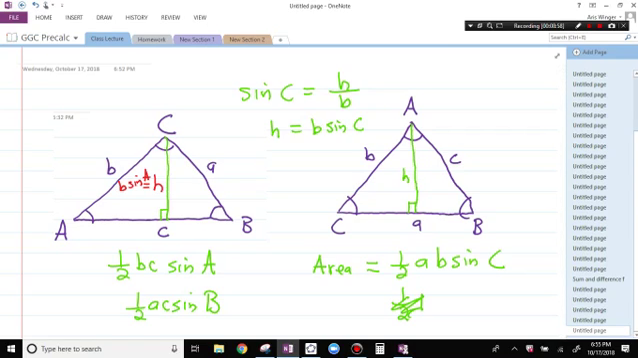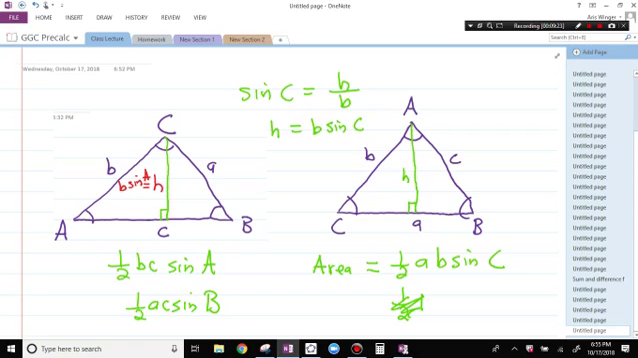So when you have A, you use the two sides that make A. When you have C, you use the two sides that make C. When you have B, you use the two sides that make B. Or the street version is: leave that letter out. Now, all I'm doing is playing around with triangles. Has the area changed? All of these are equal.